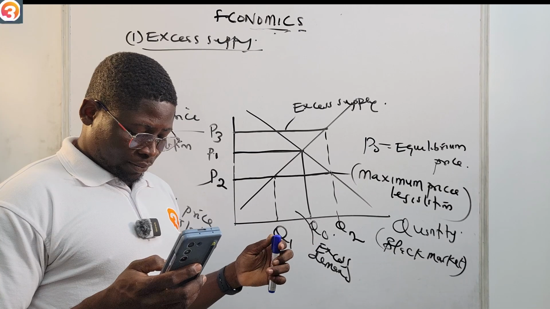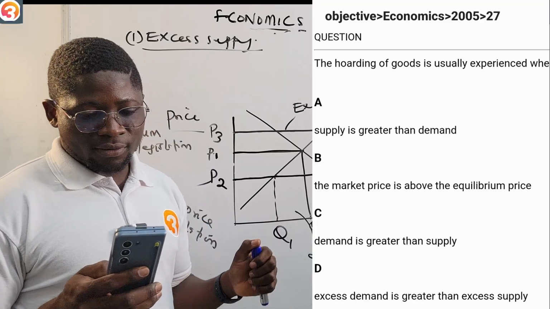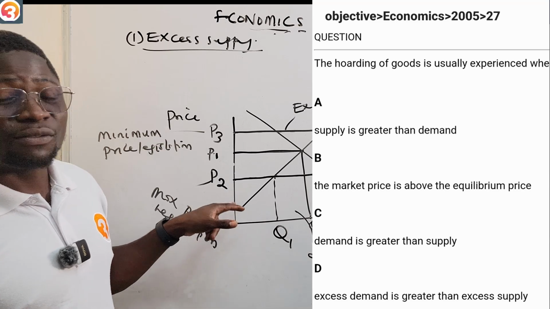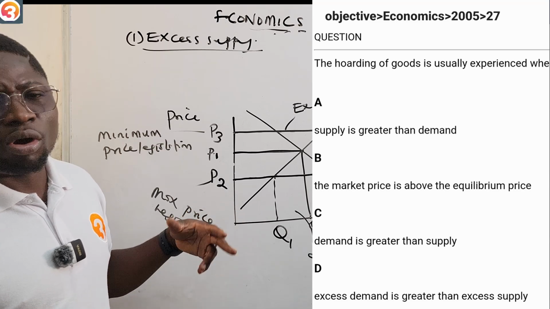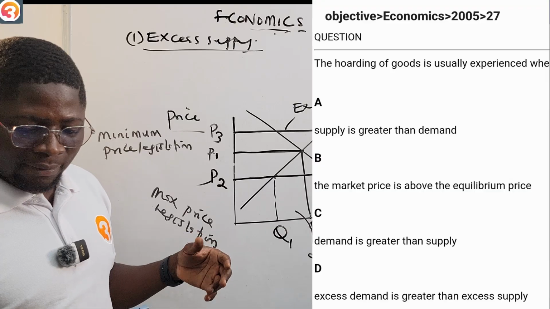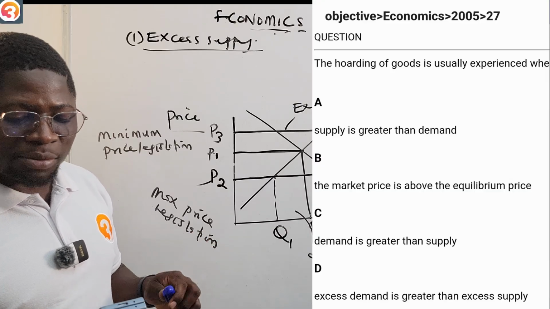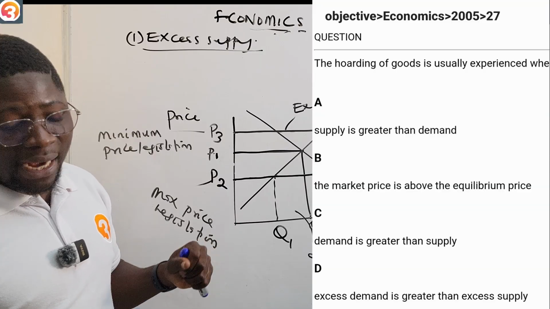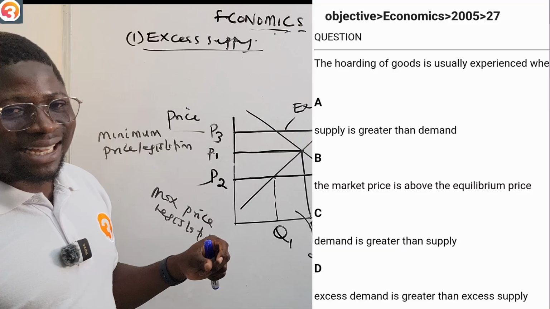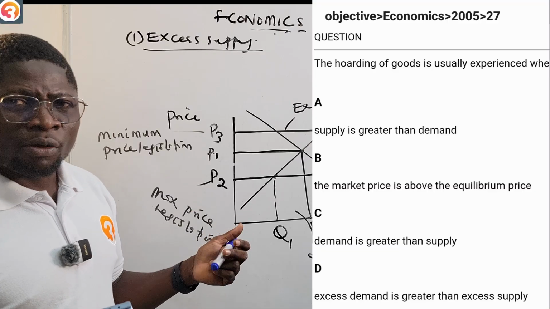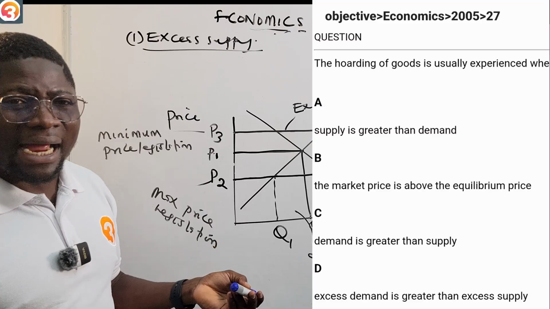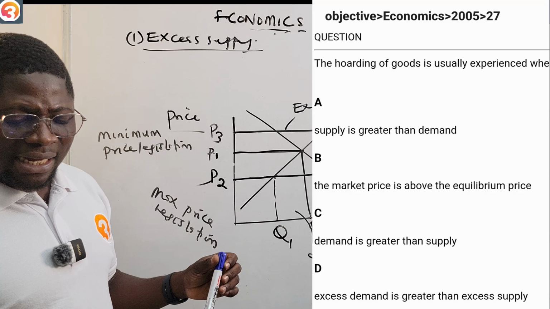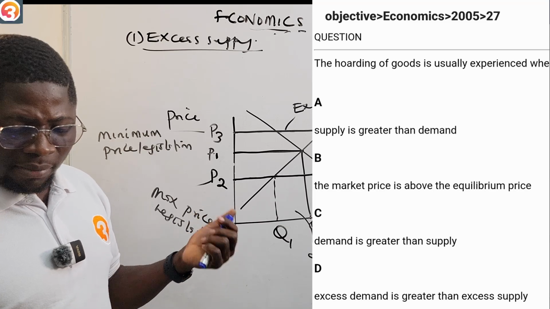2005 number 27 says the hoarding of goods is usually experienced when? When do they hoard goods? They hoard goods usually under the condition of maximum price legislation. They will create artificial scarcity. A says supply is greater than demand. B says the market price is above the equilibrium price. C says demand is greater than supply. Definitely when demand is greater than supply, they will hoard goods and create artificial scarcity. That is the correct answer, option C, which also corresponds with our law of demand and supply.